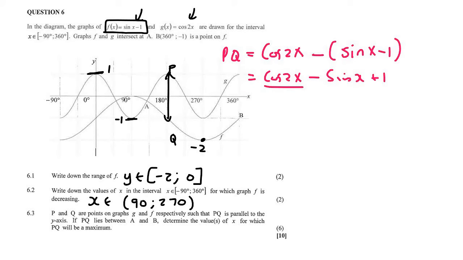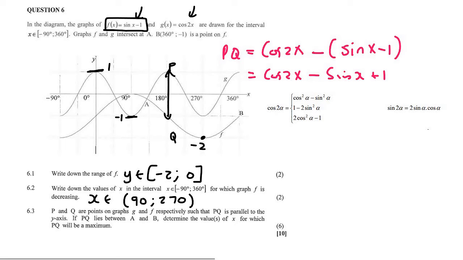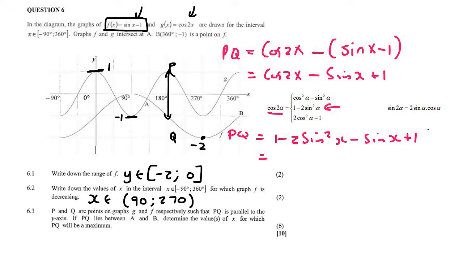Now, I don't like this cos 2x. I know that it can be changed by using the formula sheet. And so here we go. I would like to have more sin, because then I can get a trinomial, for example. So I'm going to change it to 1 minus 2 sin squared x minus sin x plus 1. And that's going to be equal to PQ. And that's going to be minus 2 sin squared x minus sin x plus 2.